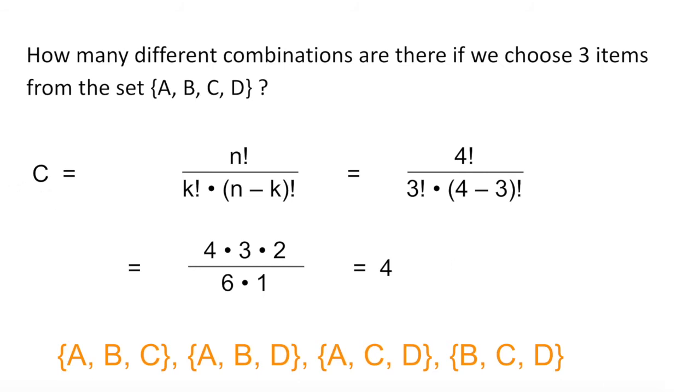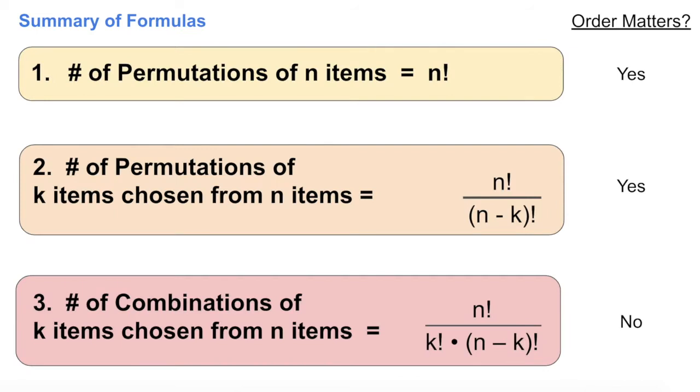What you need to figure out when you're looking at a problem is whether or not order makes a difference in the question they're asking you. So to summarize here, these are the three formulas that we've covered. Number one is the number of permutations of n items. We're not doing any choosing here, so there is no k. There's just the number of permutations of n items.